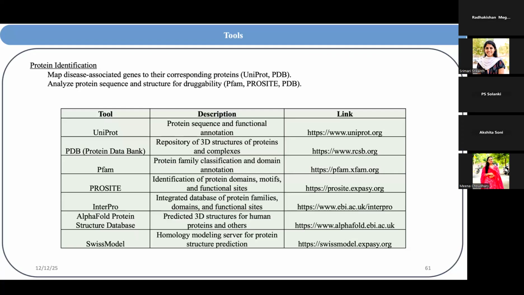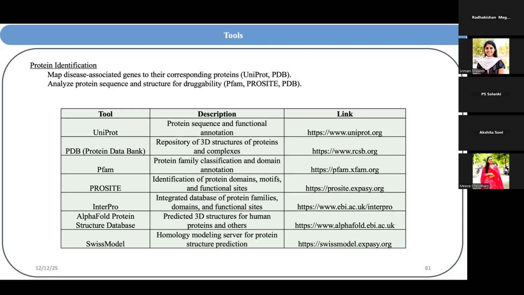So PDB is the repository for experimentally determined protein structures. Very important database. It helps us to see exactly how a protein looks. And for protein structure visualization, there are many tools. So that is different.